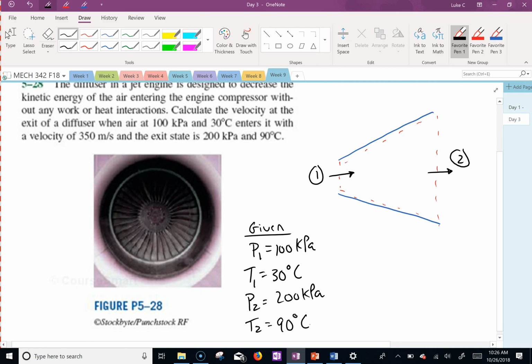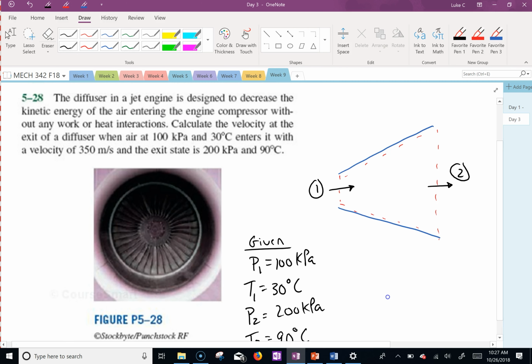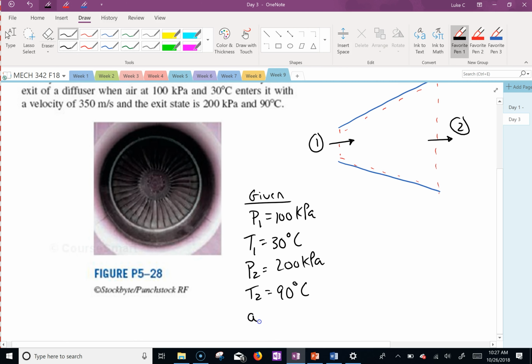What are we using for our working fluid? Air. Are there tables for air? The only things you're going to get for air are R, CV, and CP. So it's a gas, and you probably will hopefully think we can use CP delta T somewhere. We're going to find V2.